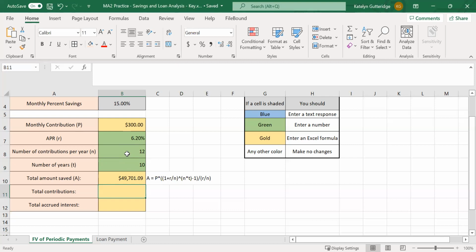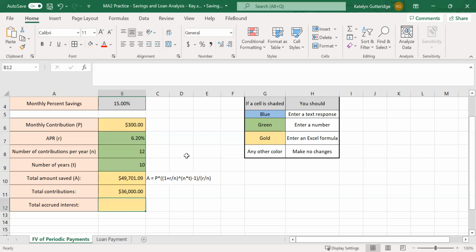So when you want to find the total contributions in Excel, start with that equal sign, find your monthly payment amount. Again, it doesn't always have to be monthly. It will be monthly on a major assignment too, but find that monthly payment amount, click on it. Then you're going to multiply by the number of contributions, so that 12, and then you'll multiply by the number of years, the 10. So you need to take the contribution amount, the payment amount, times the number of times you pay per year, that n value, times the total number of years.